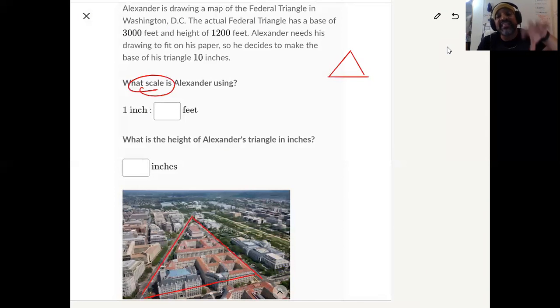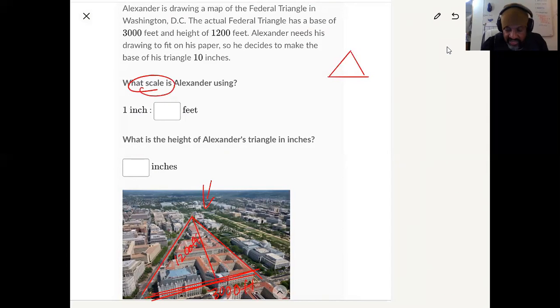Now this problem didn't give us a scale. We're trying to figure it out. But we always know, since we're dealing with scale, that this is going to be proportional, so we can use a proportion to solve this. So let's look at the actual drawing down here. It says that the base of the triangle, so that's going to be this part here, is 3,000 feet. And the height, which would be here, is 1,200 feet.